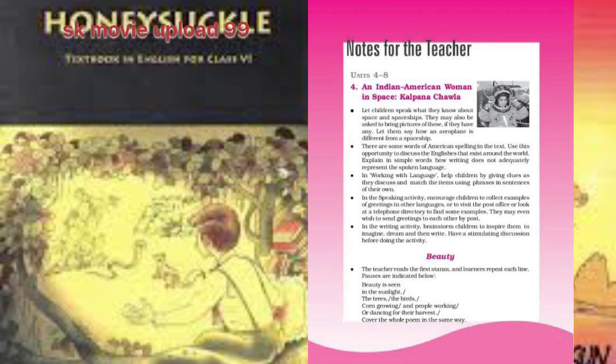They may also be asked to bring pictures of these, if they have any. Let them say how an aeroplane is different from a spaceship. 2. There are some words of American spelling in the text. Use this opportunity to discuss the Englishes that exist around the world. Explain in simple words how writing does not adequately represent the spoken language.